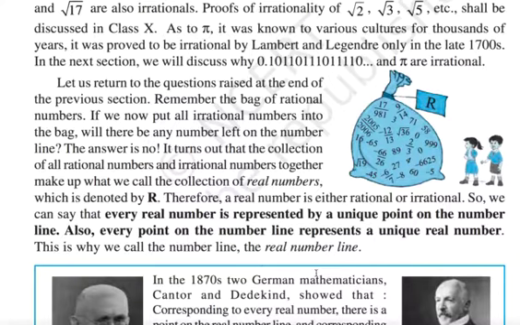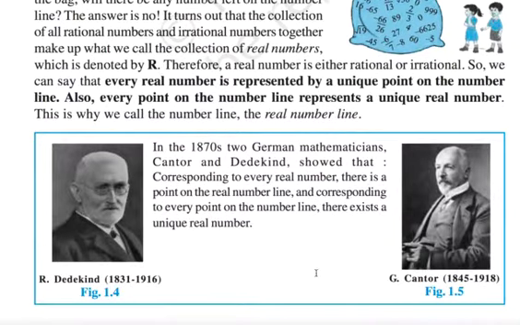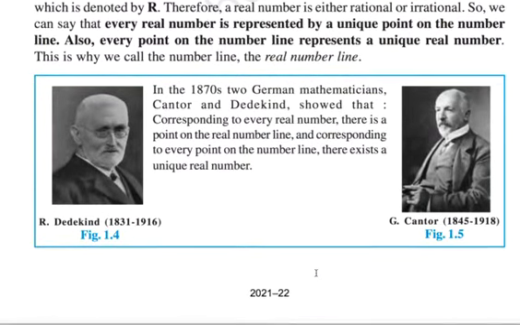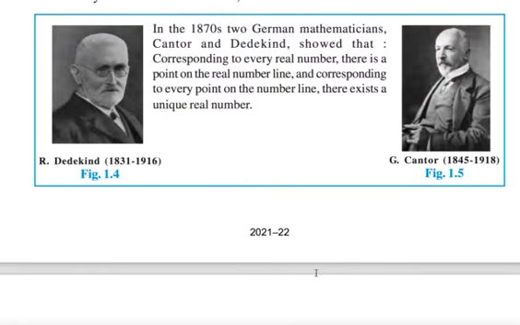So we can say that every real number is represented by a unique point on the number line, right? Also, every point on the number line corresponds to a unique real number, right? This is why we call the number line the real number line. In the 1870s, two German mathematicians, Cantor and Dedekind, showed that corresponding to every real number there is a point on the number line, and corresponding to every point on the number line there exists a unique real number.